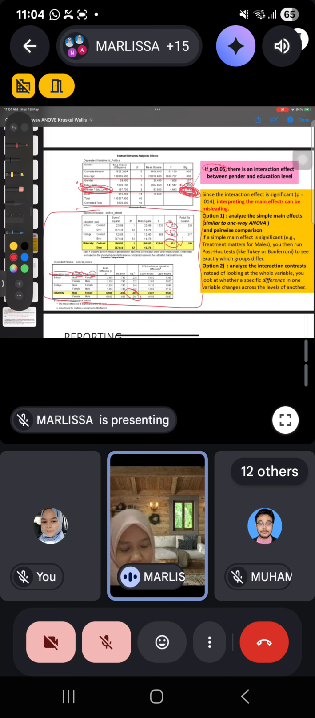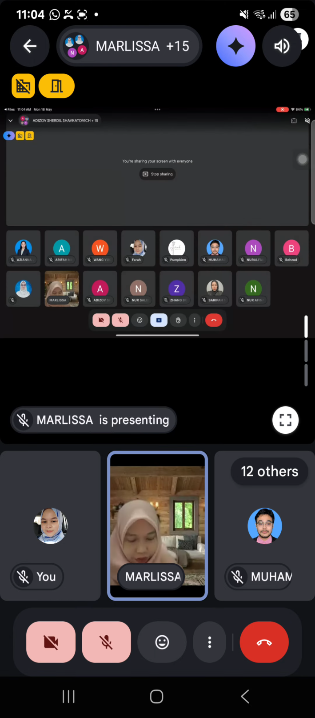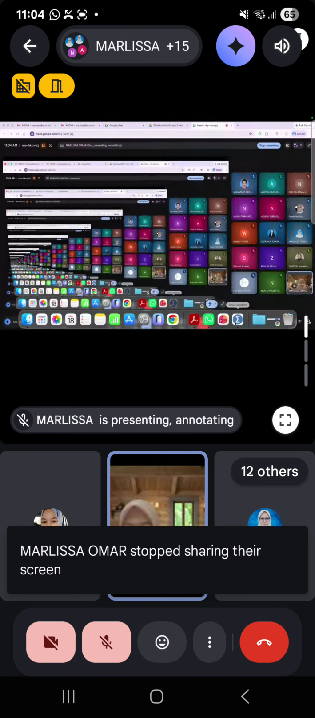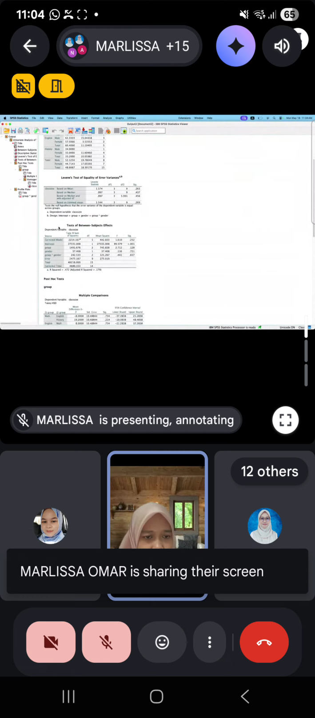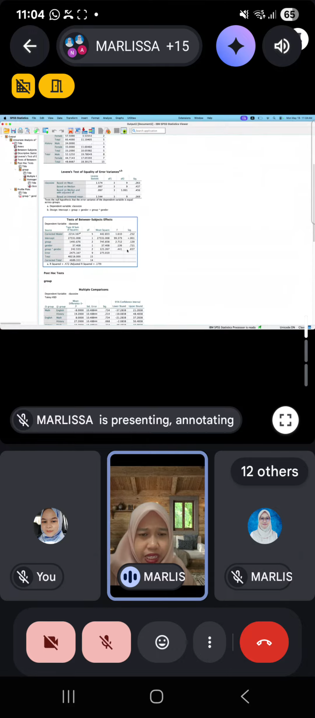But if your interaction effect, like I've shown you in the SPSS just now, is not significant, you can see here the interaction effect significance is 0.6. So it's not significant. Then you can look at the main effect, group and gender. That's what I mean: if the interaction is more than 0.05, then you can look at the main effect, group and gender.